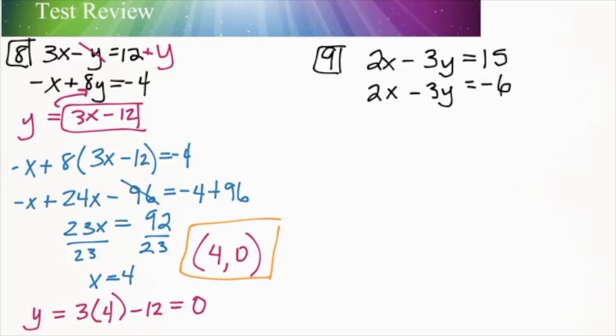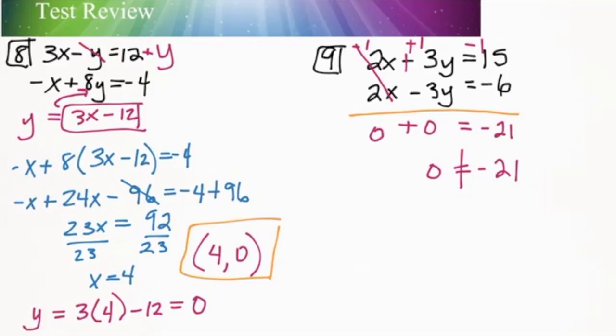Okay, for number 9, I'm going to use elimination on this problem. So in order to make a 0, I'm going to work on the x's. Let's make 0 with the x's. So if I multiply by negative 1 everywhere, I get a 0 for the negative 2 plus 2. And then I'm also going to have a negative 3 plus 3, and then negative 21.